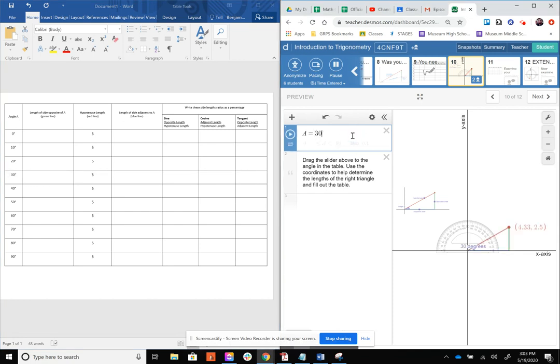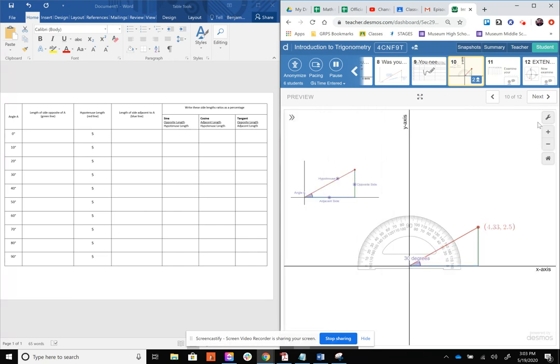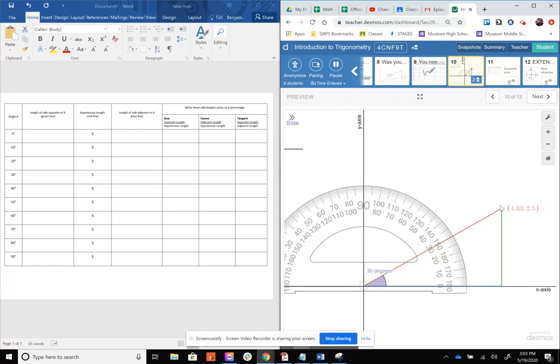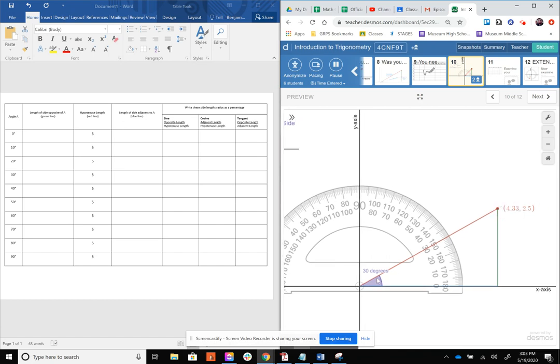So if I make my angle measure 30 degrees, you'll notice that we get this triangle over here. Beautiful. So let's make this a little bit bigger. And now I've got these measurements over here, 4.33, 2.5. So that's this coordinate right here. And what that represents is my x distance is 4.33 units. It's the blue. And 2.5, which is my y.